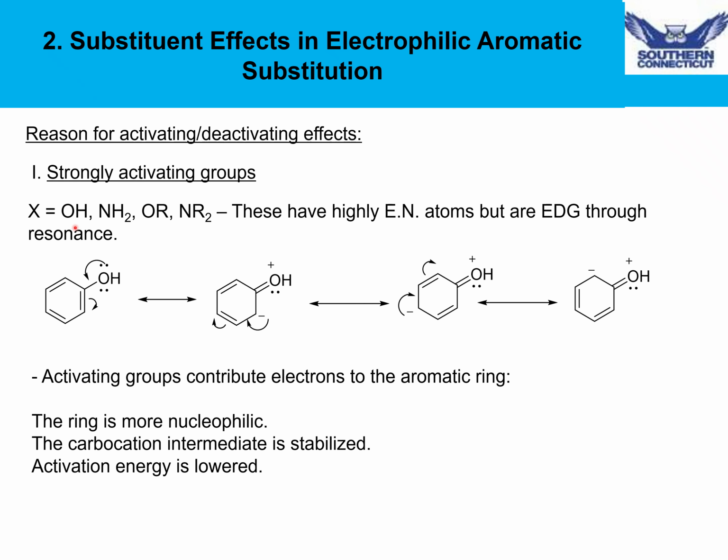Functional groups that have an oxygen or a nitrogen directly attached to the ring will generally be considered strongly activating groups. For example, phenols, amino groups, ethers, and other substituted amino groups. Although these have highly electronegative atoms, which you would think would make the ring less electron rich by withdrawing electron density, they're actually considered electron donating through resonance.